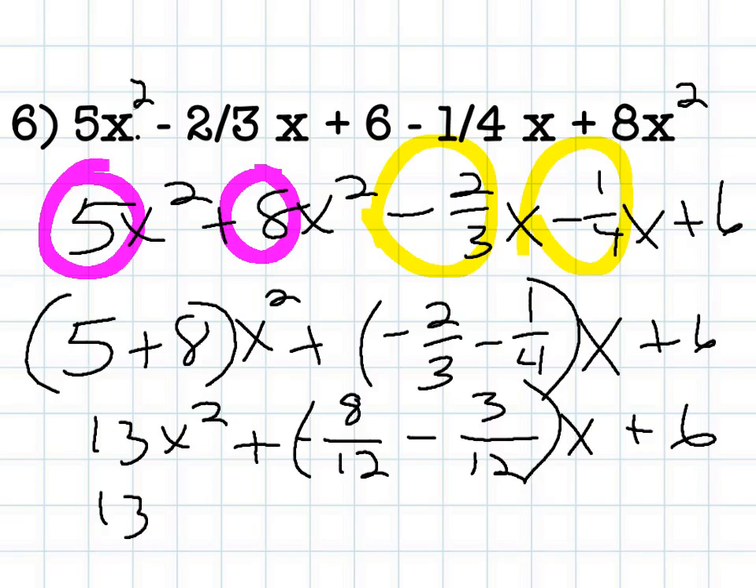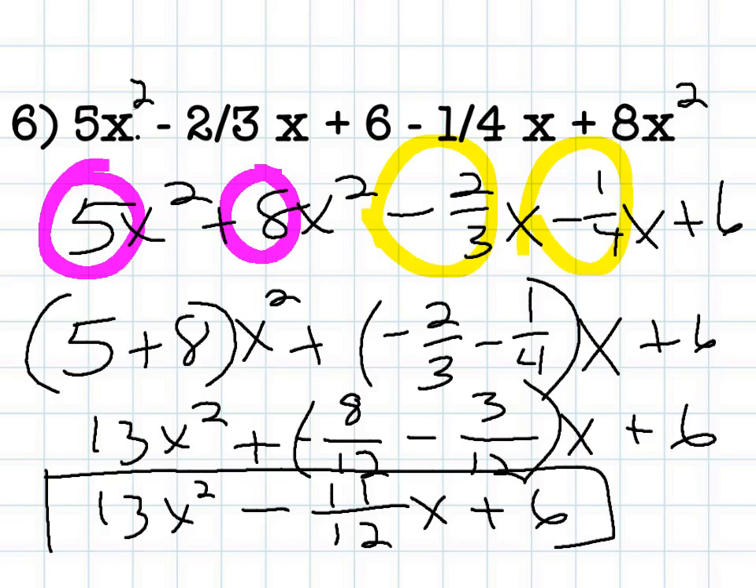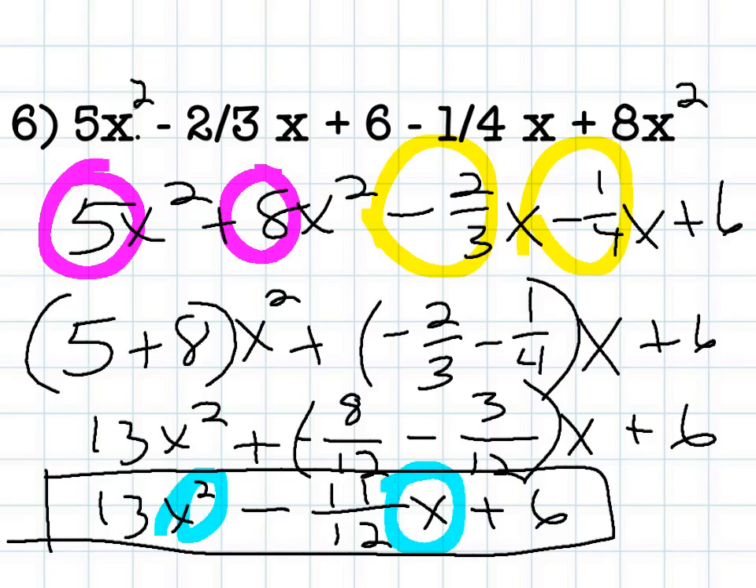So we bring down the 13x squared. And now you do negative 8 and negative 3 is negative 11/12. And here, a positive times a negative would give you a negative, so I'm just going to write in the negative sign. And 8 plus 3 is 11/12 x, and then bring down the 6. And that is your final answer. We cannot put together the 13x squared and the 11/12 x because they do not have the same variable with the same power. If they are not the same, we cannot add them together.